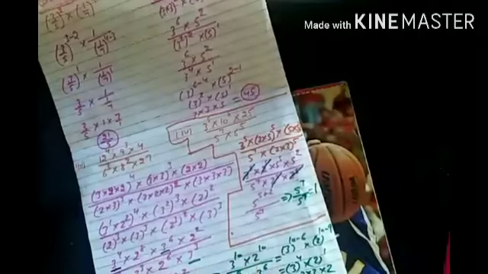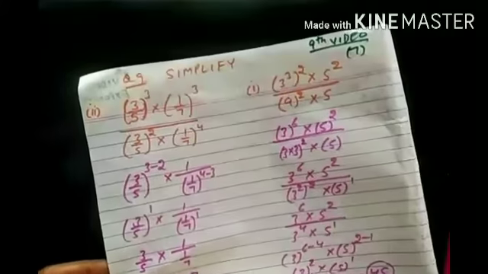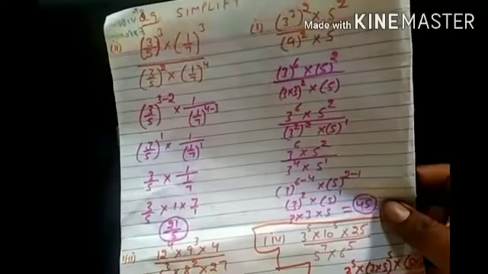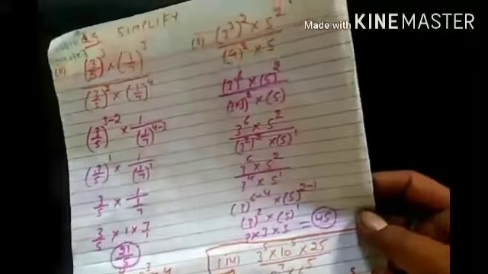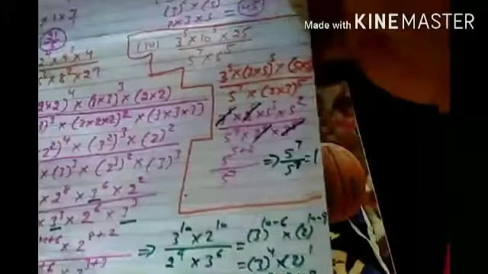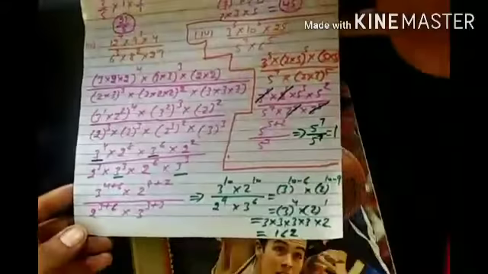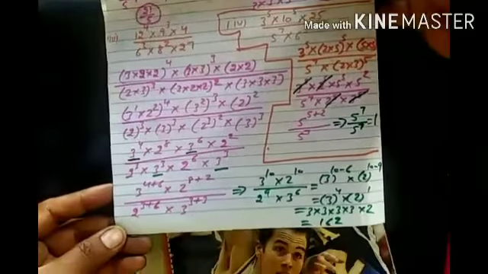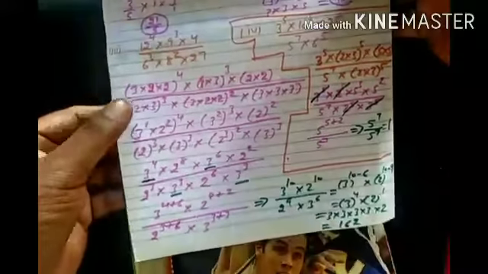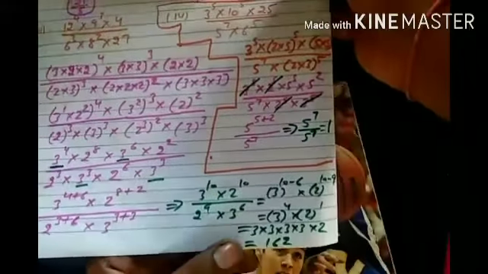Clear? In this way we have solved most of the parts of the question number 9 under the heading simplification. This is the first question, the second part, and you can see the fourth one, and this part, it starts from here and leads to this answer.